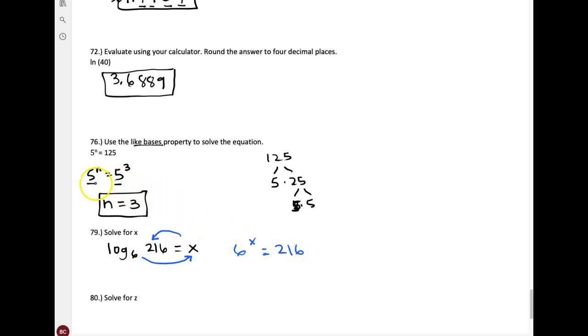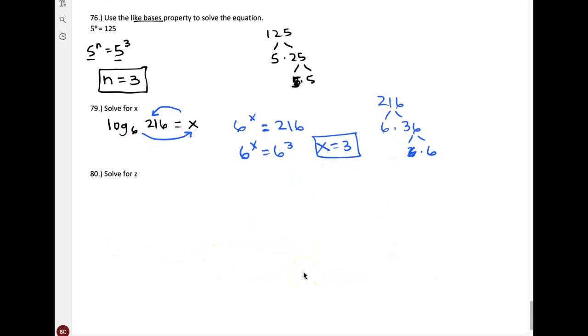Okay, and then it comes back to this bases property to see if we can use that here. So if we do 216, well, 6 divides into that, and it goes in 36 times, and then 36 breaks down to be 6 times 6. So 6 to the x power equals, oh my goodness, sorry, I meant to put 6 to the third power. So again, put those exponents equal to each other, so x equals 3 would be my answer there.